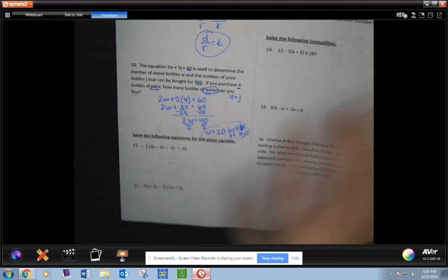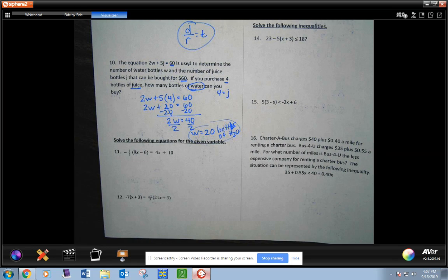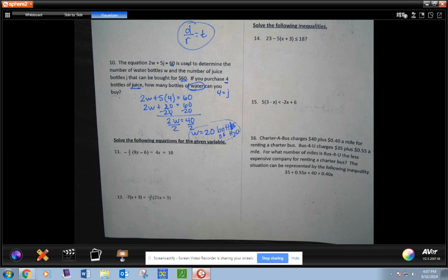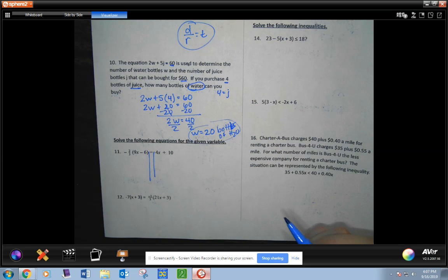Okay, so picking up where I left off, we're on problem 11. For problem 11, it just says solve the equation for the given variable. So if you need to draw those bars, draw those bars. If you don't need to, then you don't have to. Now, remember, honors, you have to do the math by hand. Regular, you can use the calculator.